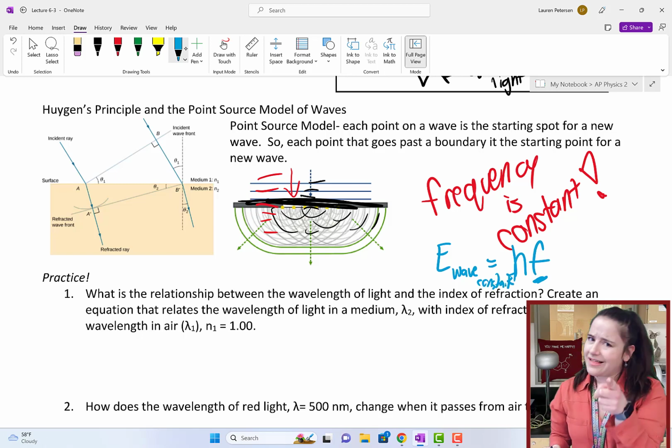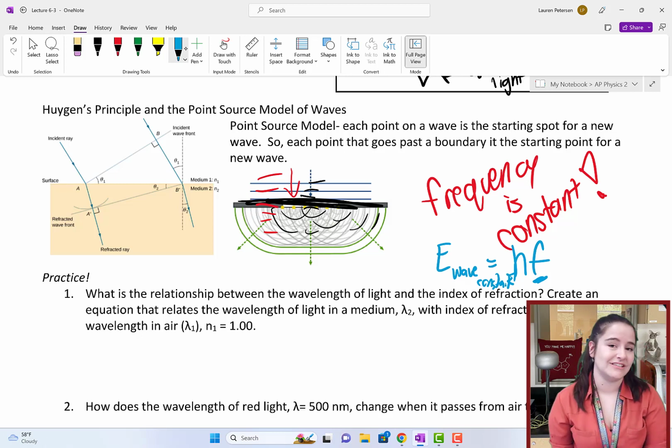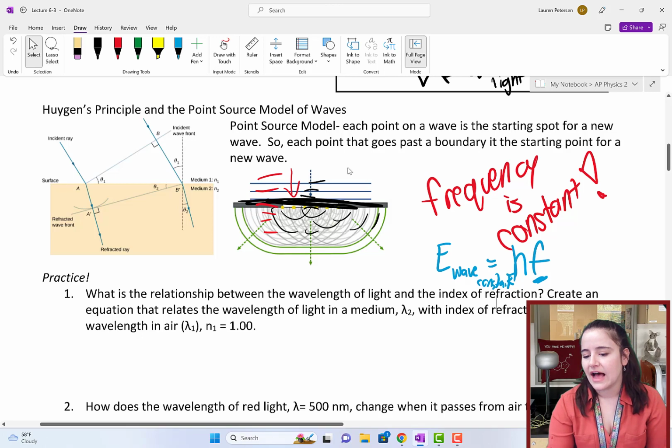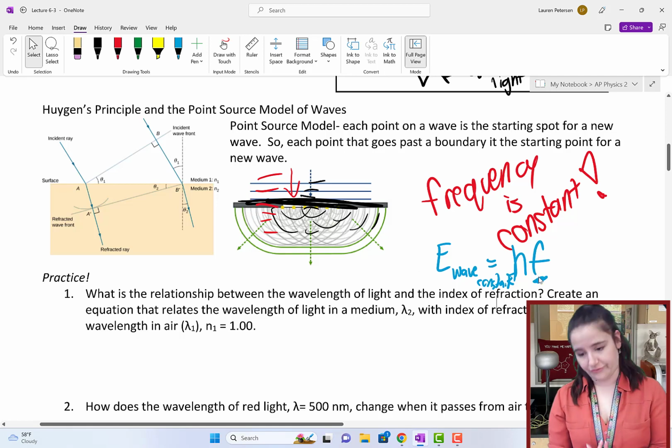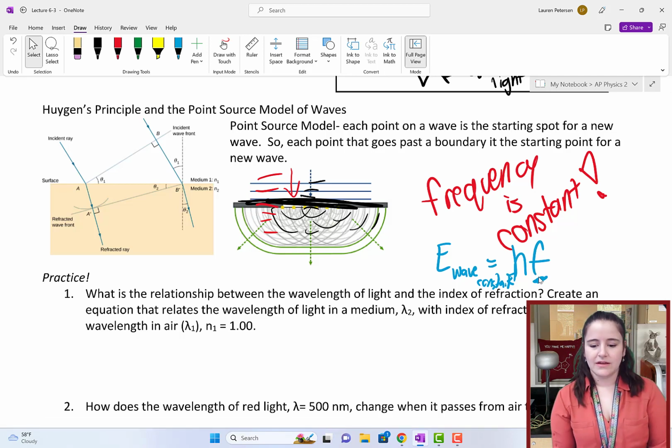A preview: this equation actually falls in our next unit, our modern physics unit, but it helps explain why that frequency is constant. So I'll just introduce it a little bit, but we're not going to use it for any calculations. That h is called Planck's constant, and f is the frequency. So the energy of a light wave is really only related to the frequency, which means that since energy needs to be conserved, that frequency needs to be conserved.